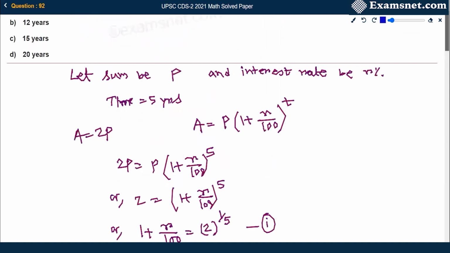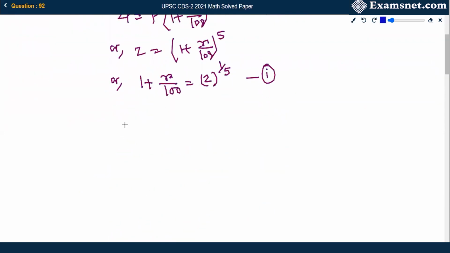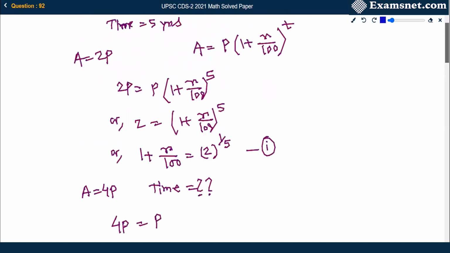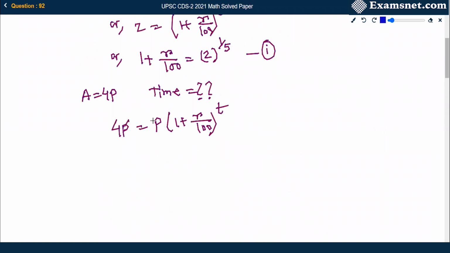Okay, so the question is in how many years it will become 4 times itself. So that means A equals to 4P. Here we are required to find the time, correct? So 4P equals to P into 1 plus r by 100 whole to the power t. Okay, so P got cancelled. 4 equals to 1 plus r by 100 whole to the power t. Now we know the value of 1 plus r by 100, that is 2 whole to the power 1 by 5.